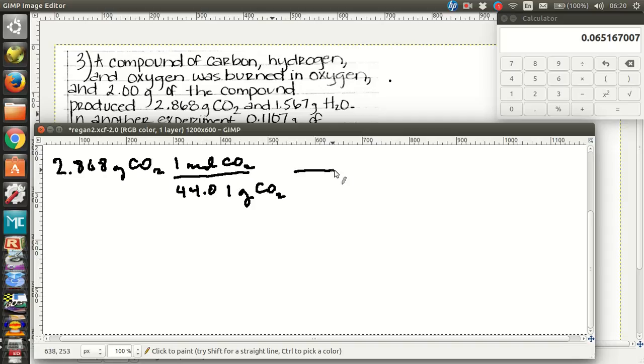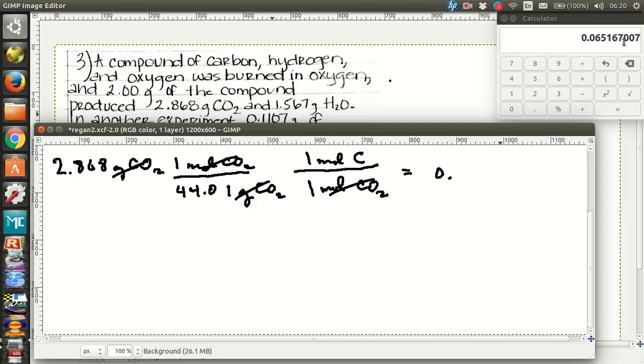Now, is that what I want? Not exactly, although numerically it is. In 1 mole of carbon dioxide, there's 1 mole of carbon. That's what I want. So the moles of carbon dioxide cancel, the grams of carbon dioxide cancel, so I end up with, just like on a cooking show, I have done this calculation for you in advance, 0.06517. You have also done this calculation, so no mystery here. So this is how many moles of carbon are in the molecule.